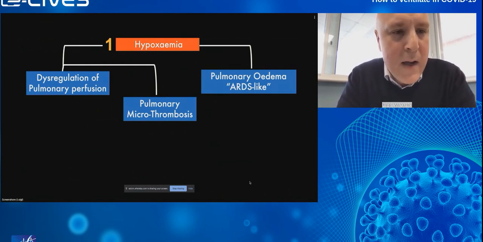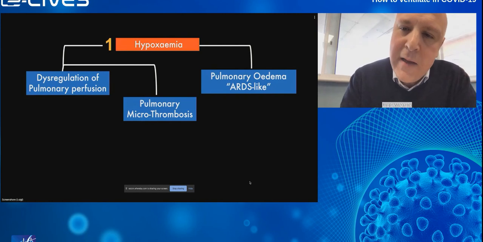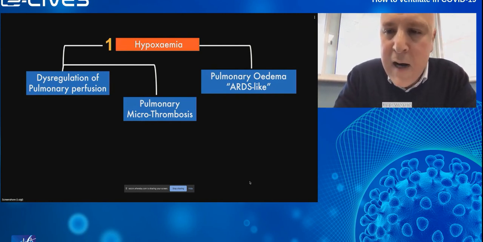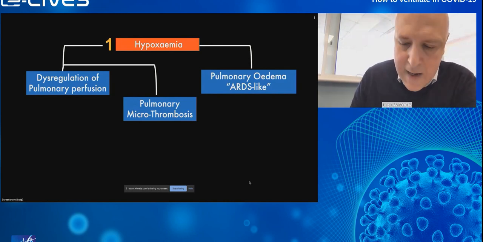It's due to a dysregulation of pulmonary perfusion, which is very important. And I think the role of pulmonary microthrombosis is becoming more and more relevant, and perhaps we'll learn more in the future about the pathological and also therapeutic importance of the microthrombosis. And finally, on the other side of the spectrum, there is the frank pulmonary edema, which here I define as ARDS-like, and hopefully it will make sense in a second why I'm saying ARDS-like.